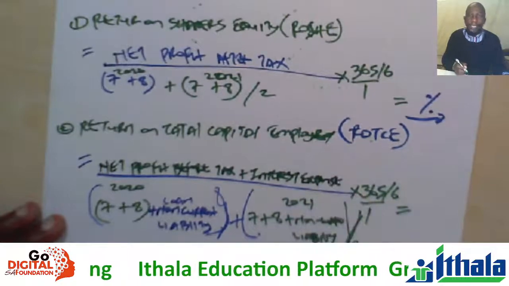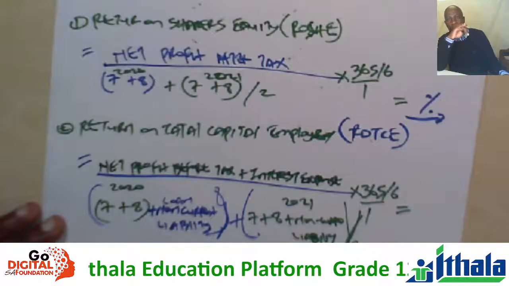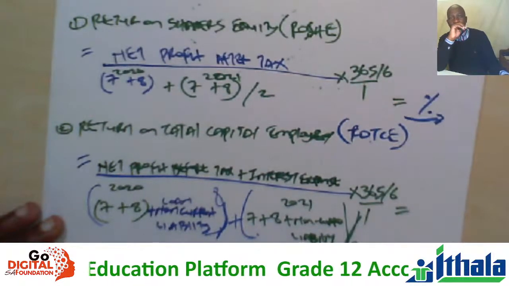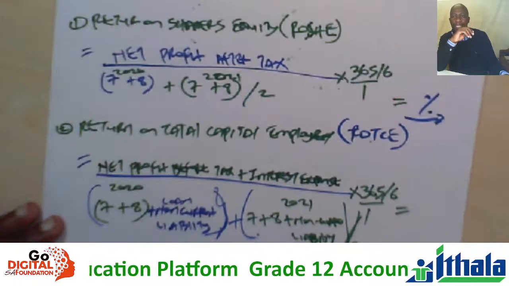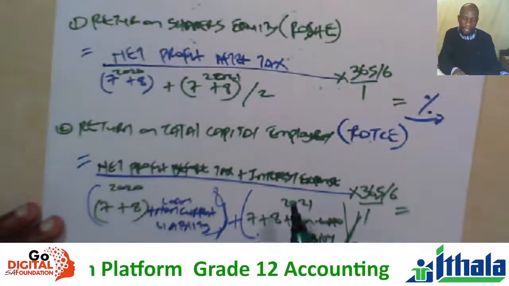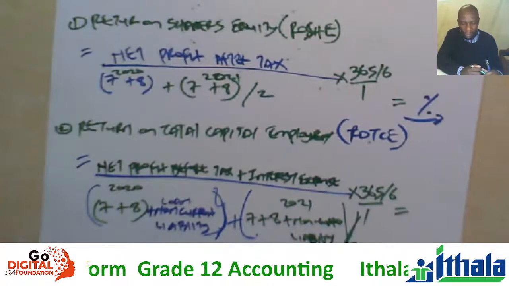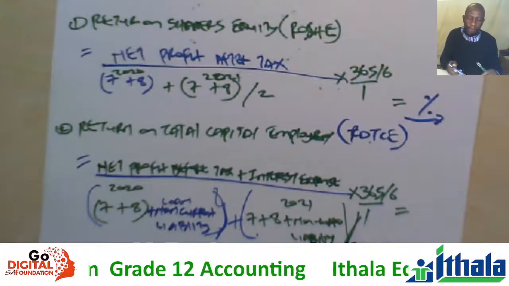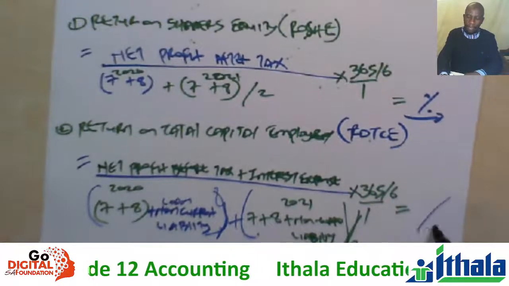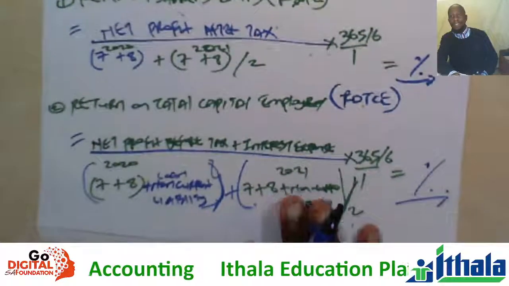Interest expense can be any interest on a liability. It can be interest on a loan, interest on a mortgage bond, interest on an overdraft, or interest on overdue creditors. As long as it is interest on a liability, you add it there. But most of the time it is interest on a loan. Therefore, you multiply by 365 over 1, and then you get your answer in terms of percentage.